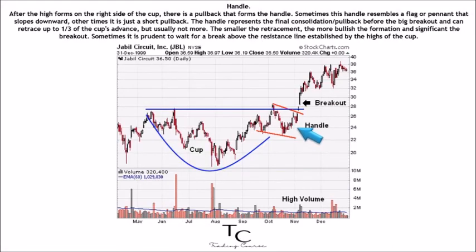Handle. After the high forms on the right side of the cup, there is a pullback that forms the handle. Sometimes this handle resembles a flag or pennant that slopes downward. Other times it is just a short pullback.